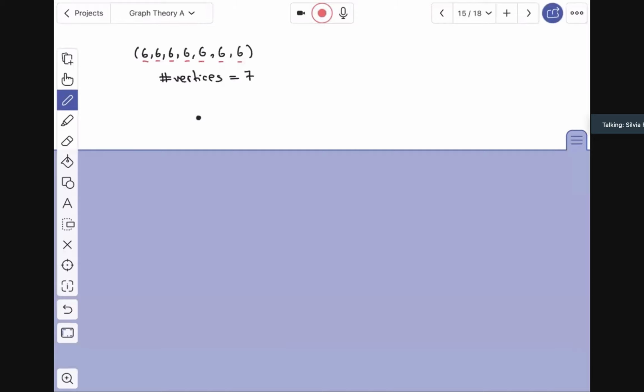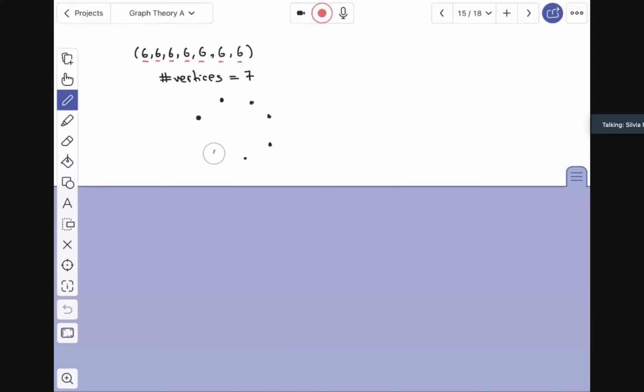So you can just try and error. Okay, if I have 7 vertices, and each vertex needs to have degree 6, then each vertex needs to be joined to everything. I'm going to use some of the vocabulary we learned. So each vertex is adjacent, meaning it's joined by an edge, to every other vertex.